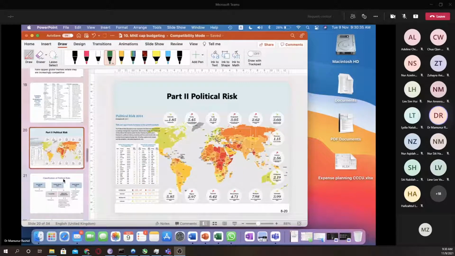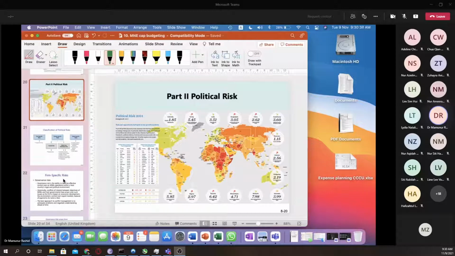We move to political risk, the second part. I will give a very brief introduction on this, and then we'll go for a break, and then we'll come back and do capital budgeting.